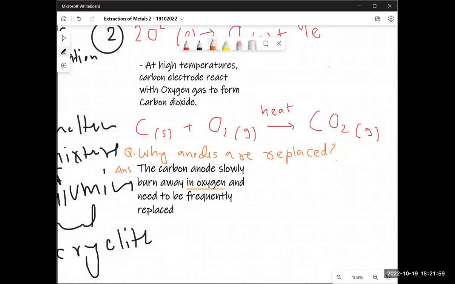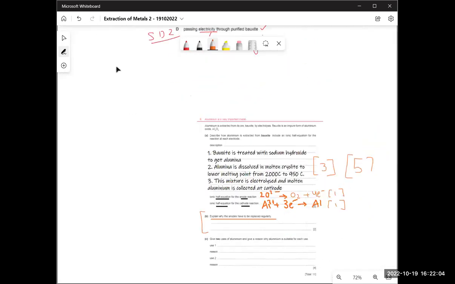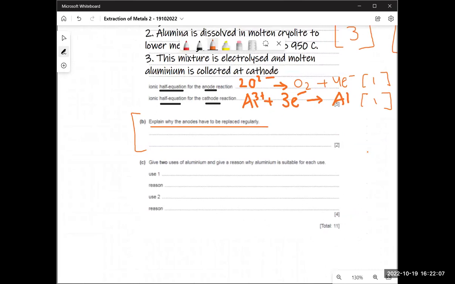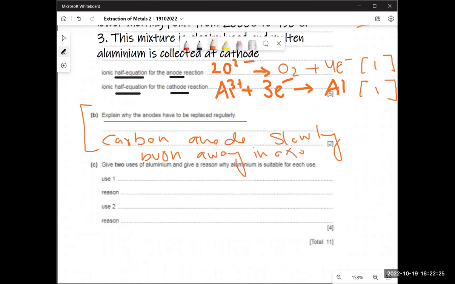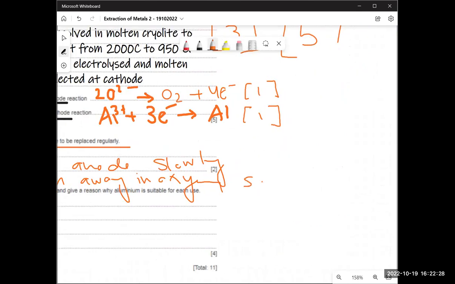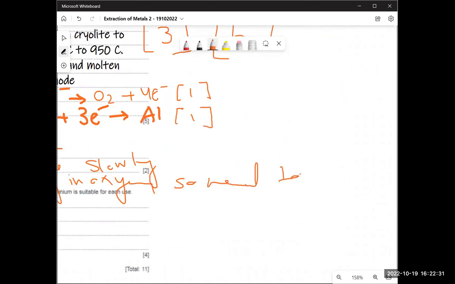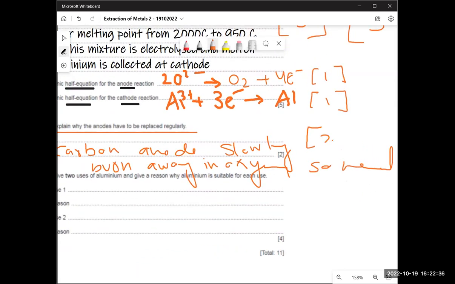Tell me when you're done writing. I'm done, sir. Let's go back here. Now, someone tell me, why do the anodes have to be replaced regularly? The carbon anode slowly burn away in oxygen and need to be frequently replaced. Perfect. Slowly burn away in oxygen. So need to be replaced. Fine. That's 2 marks. Any questions? Any difficulty here?